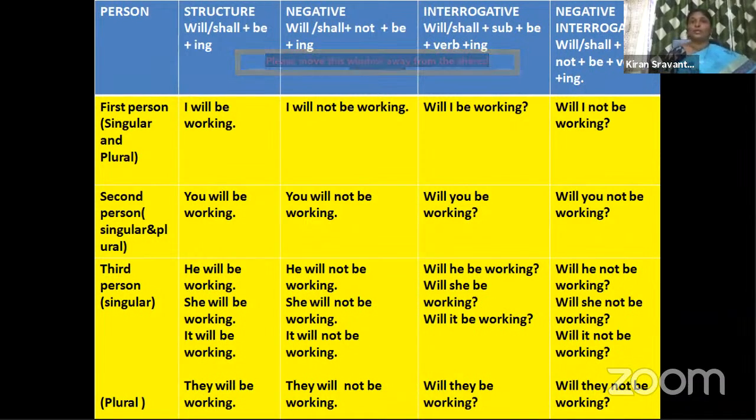And how to frame the negative interrogative? Will I not be working? So will you not be working? Will he not be working? Will she not be working? Or won't she be working? Won't it be working? So won't they be working? That is how you frame affirmative, negative, interrogative, and negative interrogative.